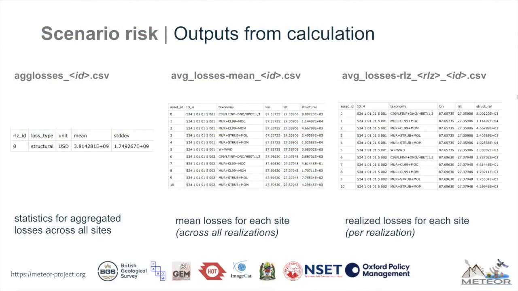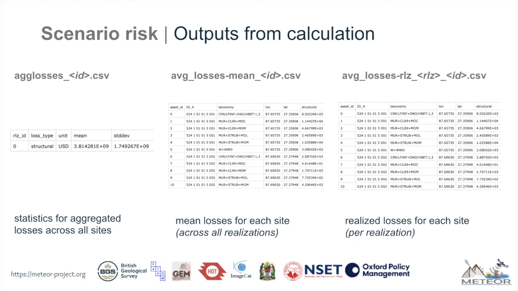Now that we've completed our scenario risk model, let's take a look at some of the key outputs from this calculation. 3 of the key outputs are agg losses, or aggregated losses. This gives you the statistics for the aggregated loss, so across all sites. So in this case, we get our mean and our standard deviation. Then there's the average losses mean CSV. So this provides the mean losses for each site across all the realizations. In this particular example, we only considered one ground motion model, which means that we only had one realization.